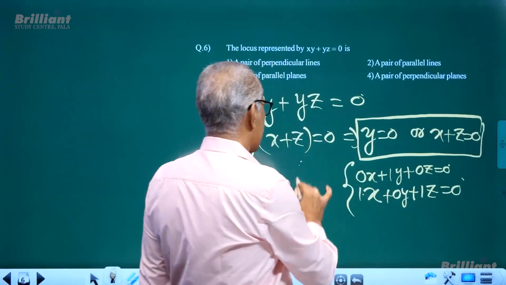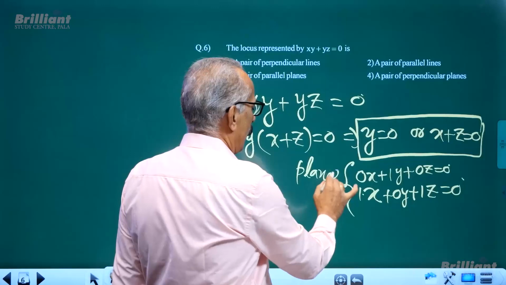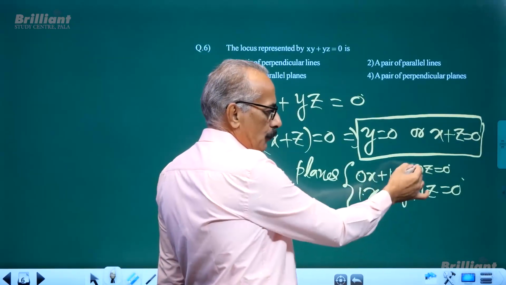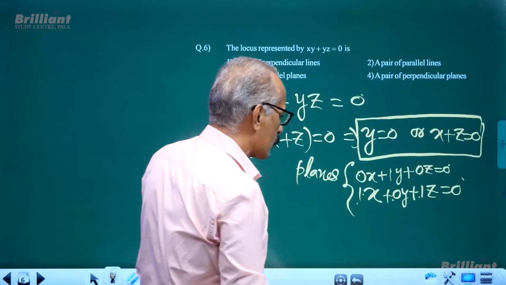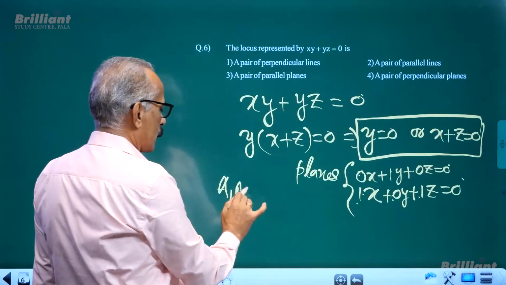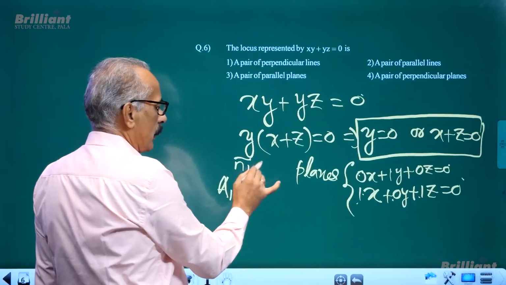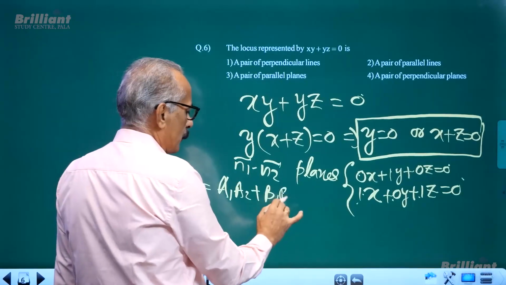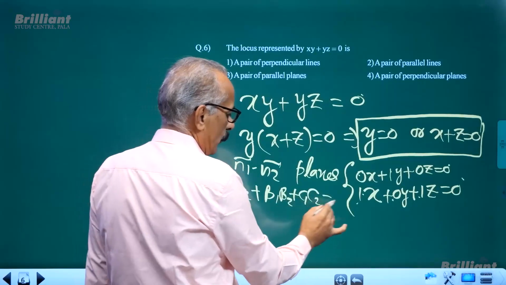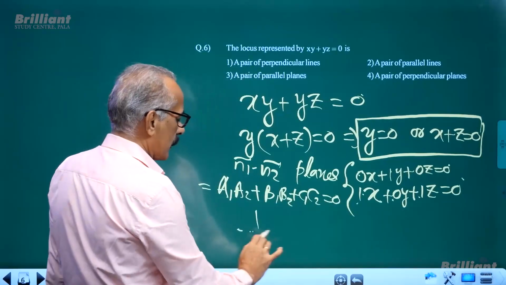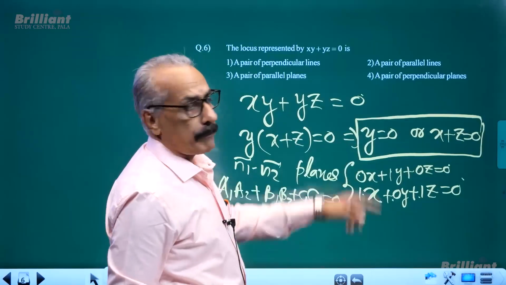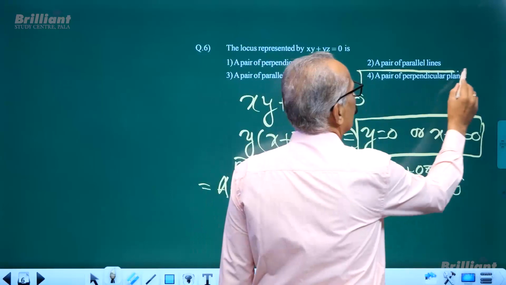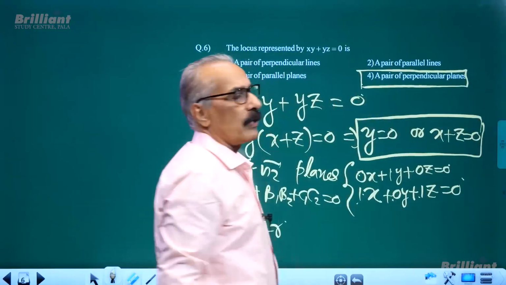These are two planes. Now, what's the property of these two planes? a1a2 plus b1b2 plus c1c2 equal to what? 0. That means n1 dot n2 equals a1a2 plus b1b2 plus c1c2 equal to 0. That means the planes are perpendicular. So this will represent a pair of perpendicular planes. The fourth one is your answer.